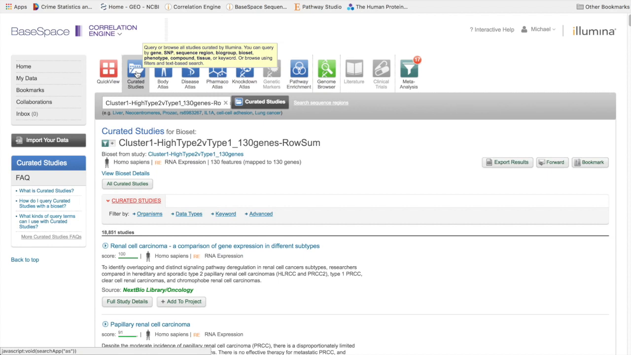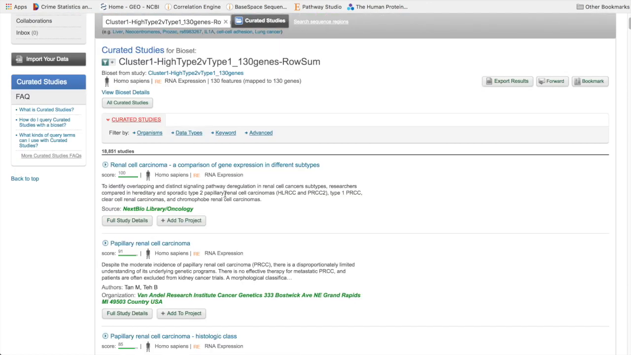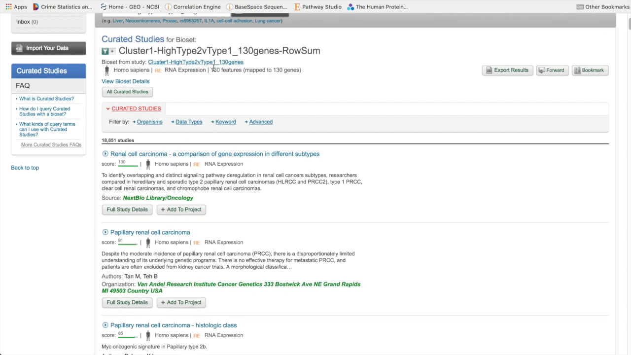Given down below are all the studies in the Correlation Engine database that are ranked based on their similarity to our list. Again, it's not only the direction of the fold change, but the magnitude of that change that factors into how well these different gene lists are correlated to each other. And it shouldn't come as a surprise that when we put our 130 genes in, we're getting a lot of papillary renal cell carcinoma studies.